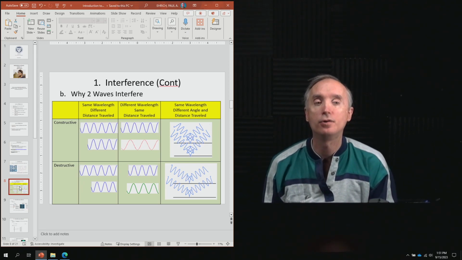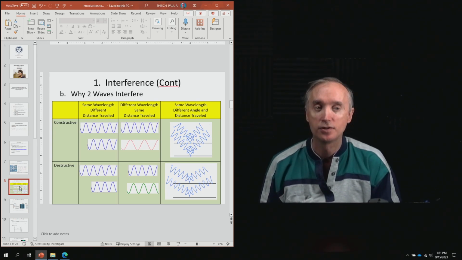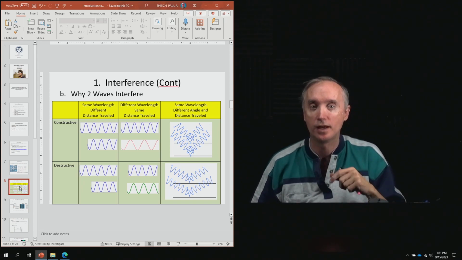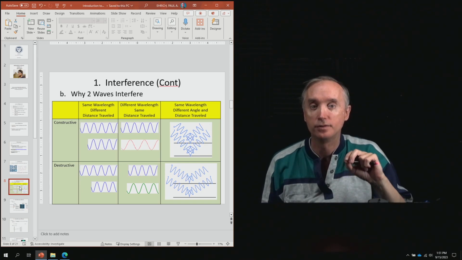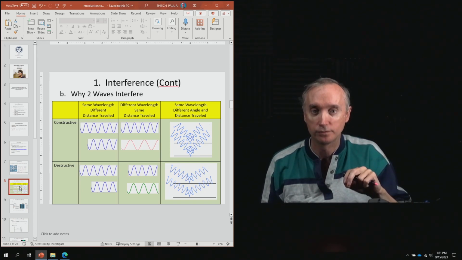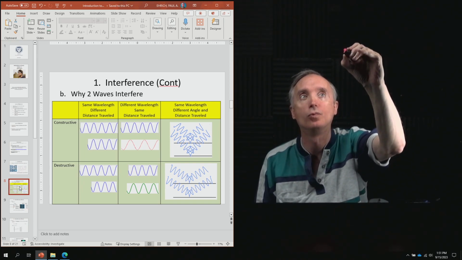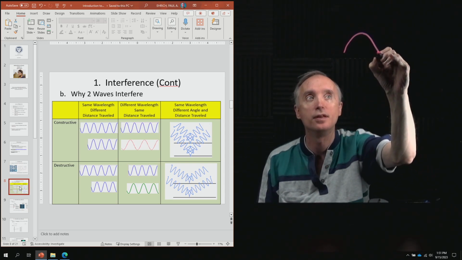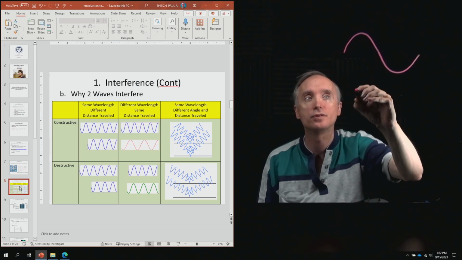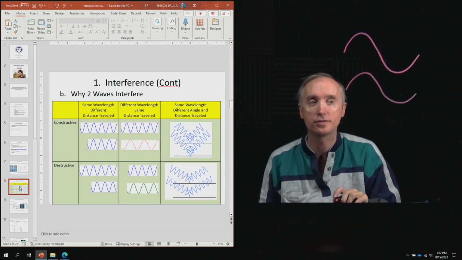I'm back, and now what we want to do is add two waves, both constructively and destructively. So how is that going to happen? We need to have two identical waves, same amplitude, and the same wavelength, and we're going to add them together such that when one of the waves is at its maximum, like this, then the other wave is going to be at its maximum. So that's going to be constructive interference.